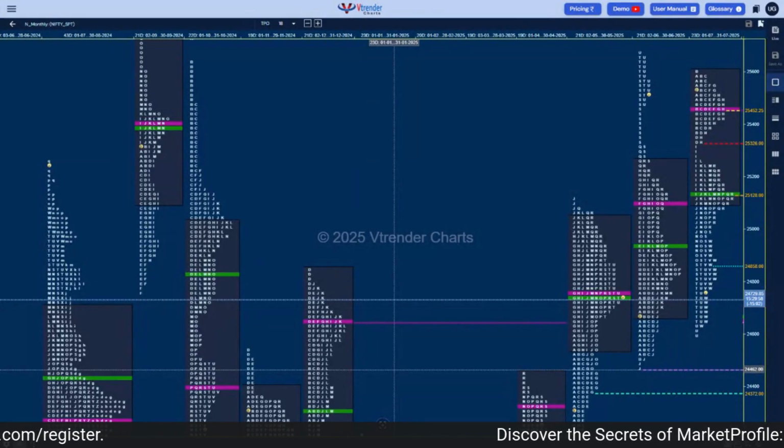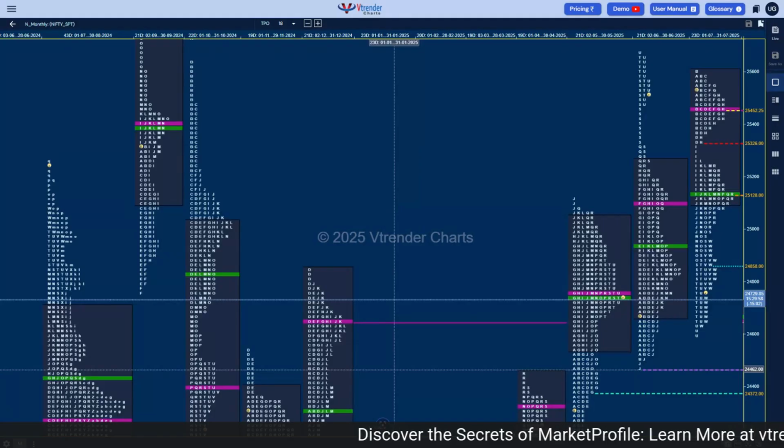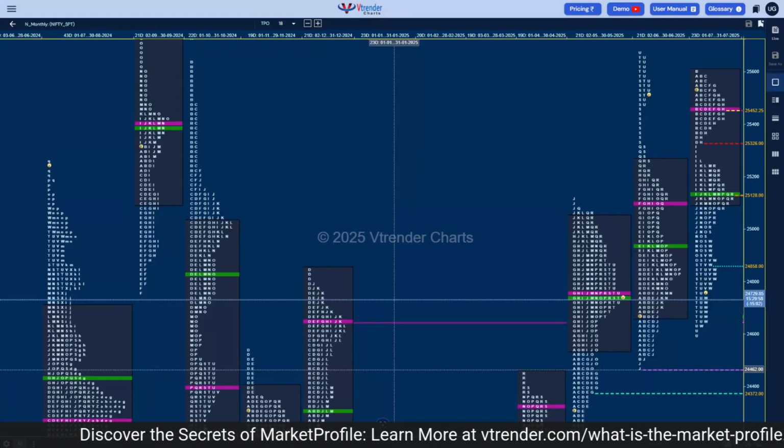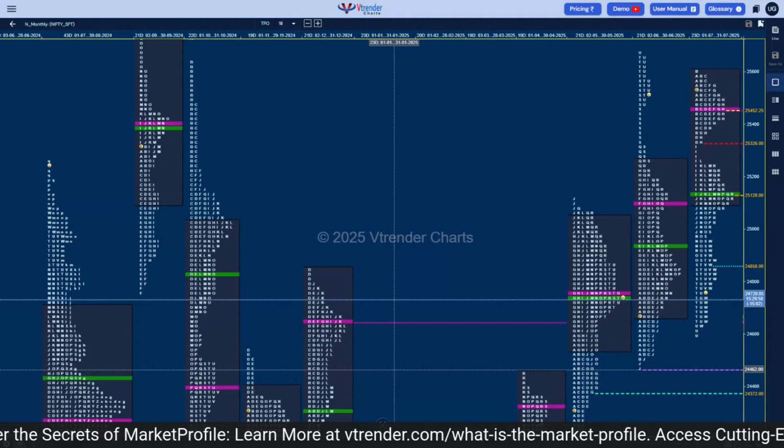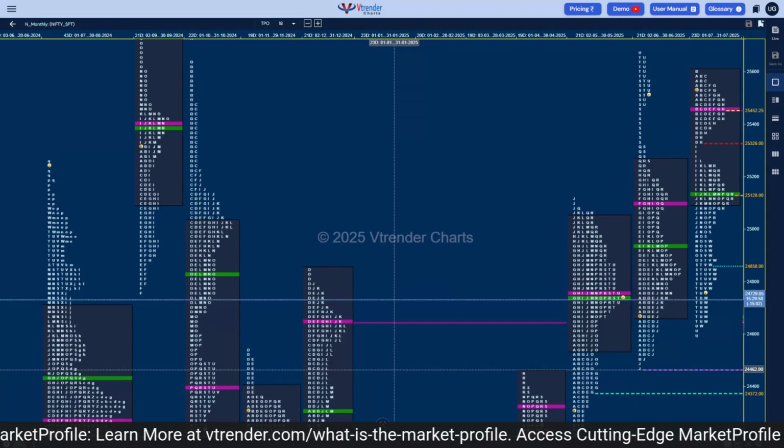So what do we do on the monthly chart? How do we find out the references? What is it that we need to figure out? Because the setup is the same. The market profile setup, the structure on all time frames, gives you the same cues.